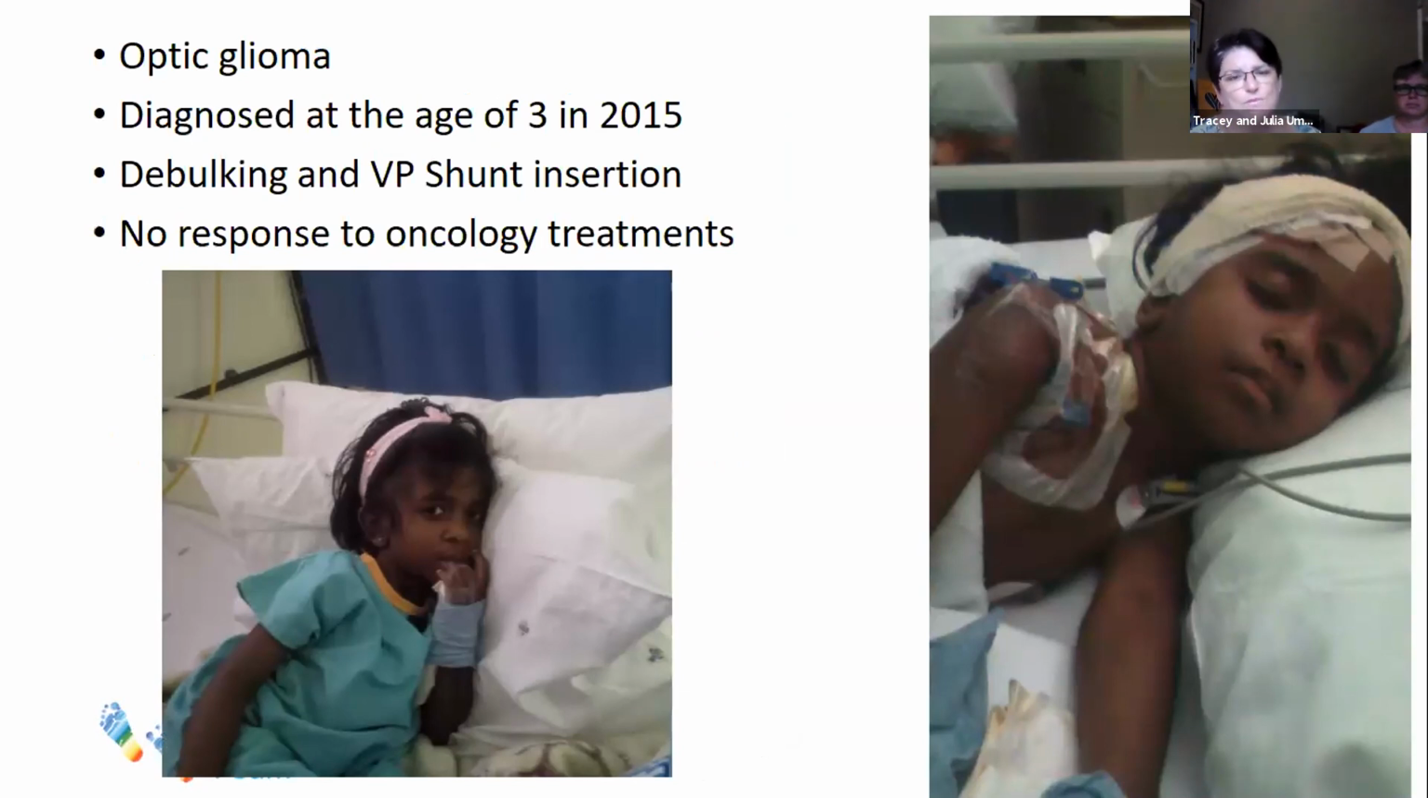But she didn't respond to oncology treatments. And we've seen a few of these kids, they just don't. On the other hand, it's an extremely slow growing tumor. So in that time, her condition hasn't deteriorated that much as one might expect.